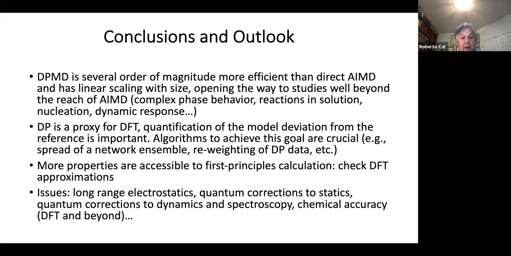There are a number of issues. The local representation does not describe explicitly long-range electrostatics, which may be important in a highly heterogeneous system. The issue of quantum correction is open. Quantum correction to statics can be done in principle exactly with path integral simulation, but there are also quantum corrections to dynamics and spectroscopy, which require approximation because of the sign problem in sampling the appropriate correlation function. And then there is the issue of chemical accuracy, DFT, and beyond.